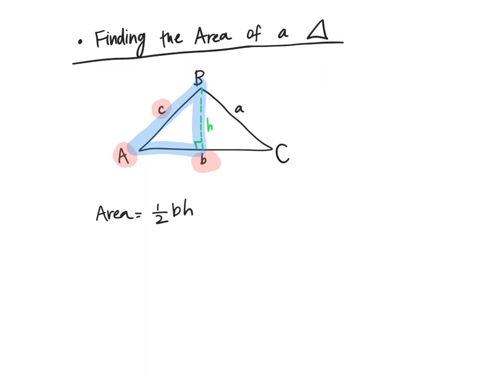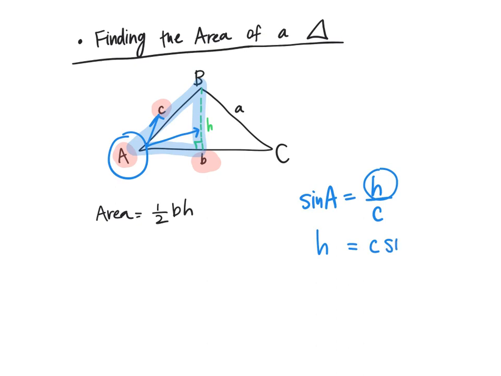Notice I have a right triangle there. With that right triangle, I can find the sine of angle A. Sine of angle A is opposite over hypotenuse, so sine of angle A is h over c. And I can isolate the height by multiplying by c on both sides. So the height is c sine of angle A. See that? If I multiply by c on both sides, I get the height is equal to c sine of A.